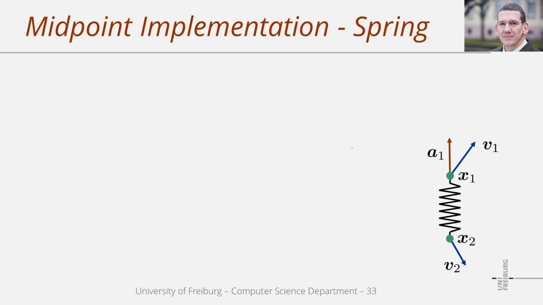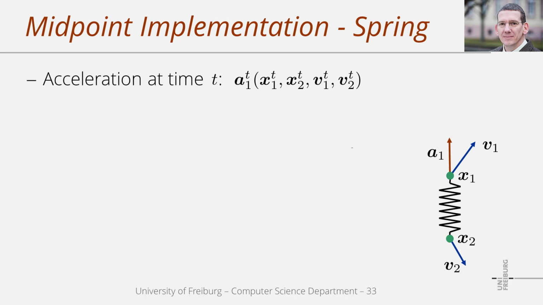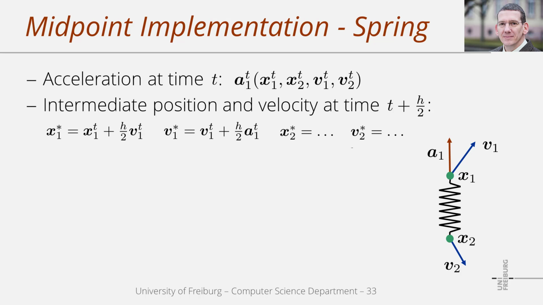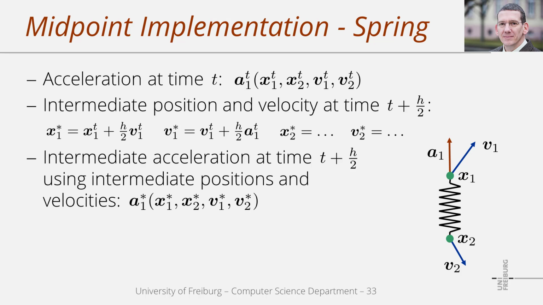Now here we see how to implement the midpoint method for an elastic spring. We start with two particles x1 and x2 with velocities v1 and v2 at time t. From these quantities we can compute the accelerations a1 and a2 at the particles. As a first step, the midpoint method performs an Euler update with half of the time step h. So we compute intermediate positions x1 star, x2 star, and also intermediate velocities v1 star and v2 star. From these intermediate quantities we can compute the intermediate accelerations a1 star and a2 star, which use the intermediate positions x star and velocities v star.